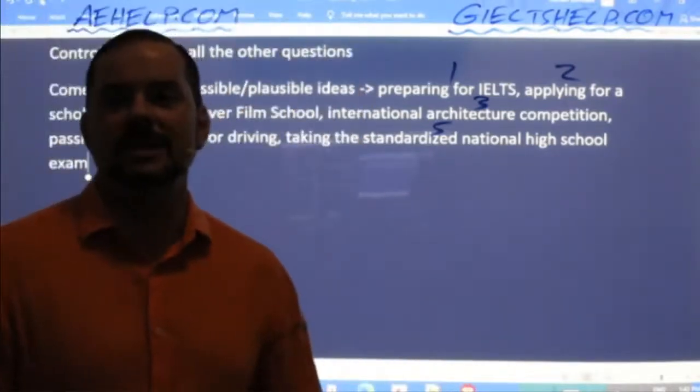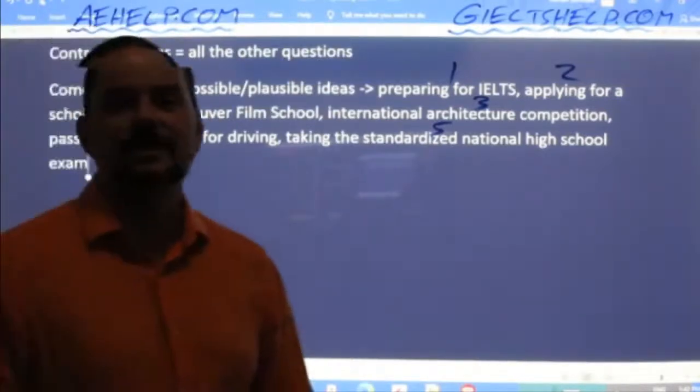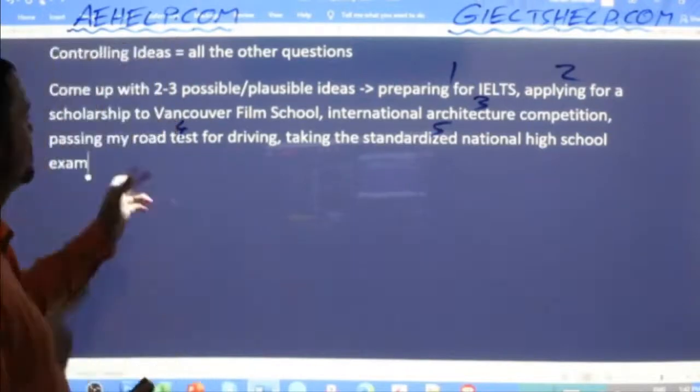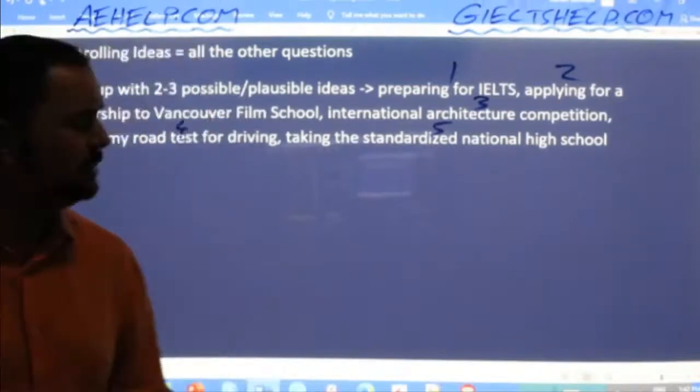Use good fluent language. Ferdov says 4. How about taking the driving test? Begjan says 2. Applying for a scholarship to Vancouver Film School. Oa says 4. Yeah, I really like 4.